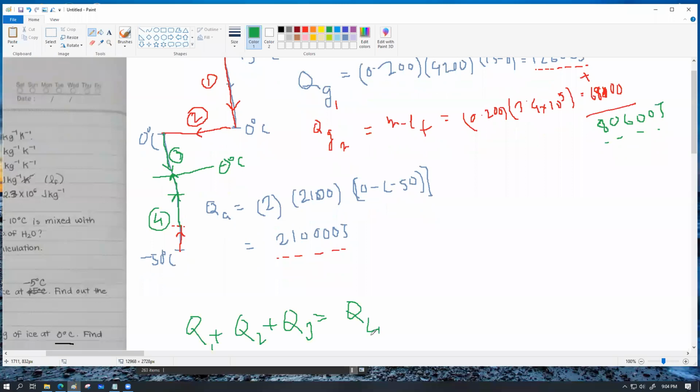Can you all appreciate this? Yes, sir. Everyone have a look. Total heat given out by the hot object should be equal to total heat absorbed by the cold object.